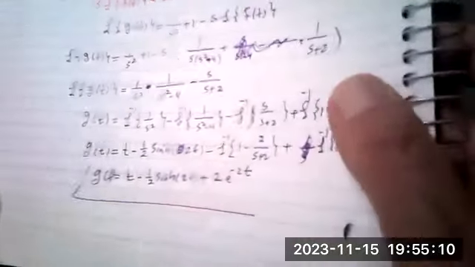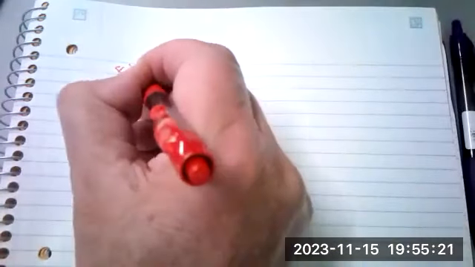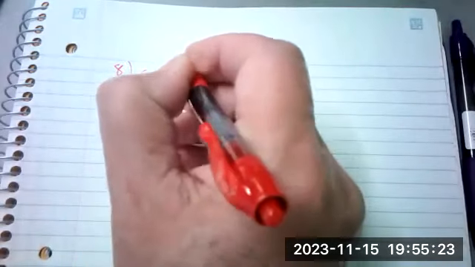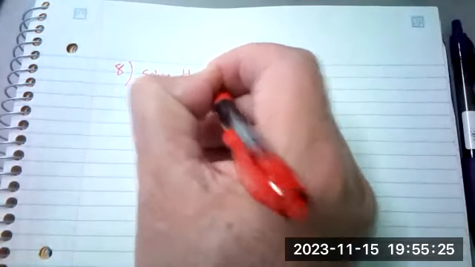Okay, number 8. Solving by the algebraic system. Okay, there you are. That would be your easiest question. Solve the system.